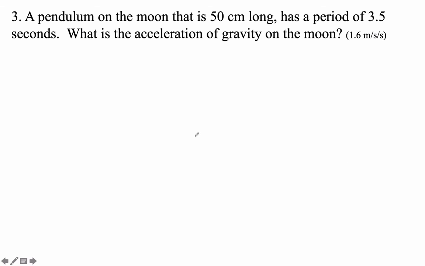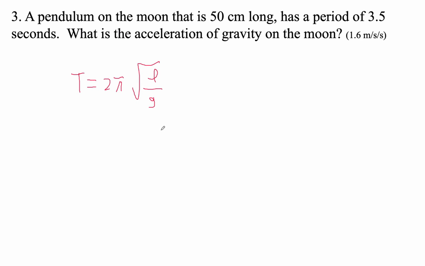A pendulum on the moon that is 50 centimeters long has a period of 3.5 seconds. What is the acceleration of gravity on the moon? Okay, now we're solving for g. So T is 2 pi square root of L over g. We're trying to solve for g.